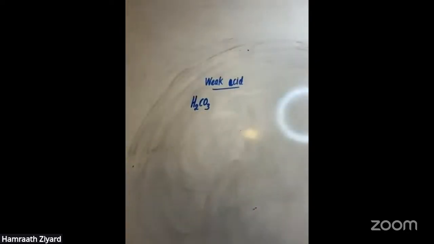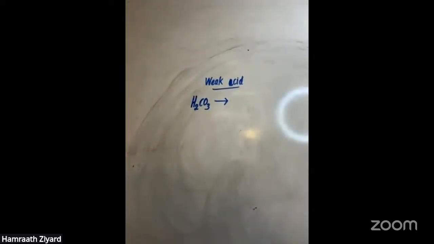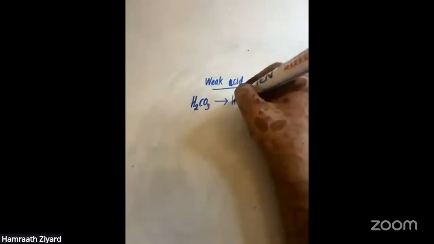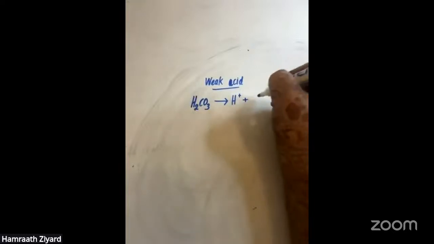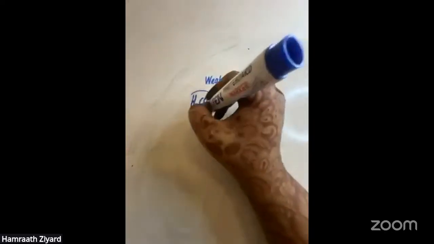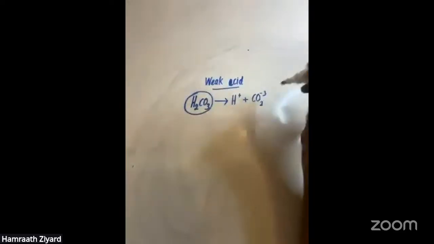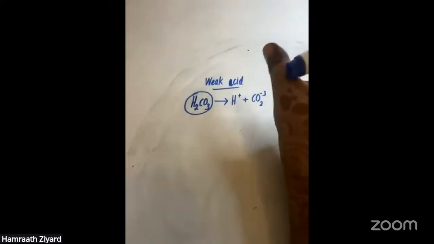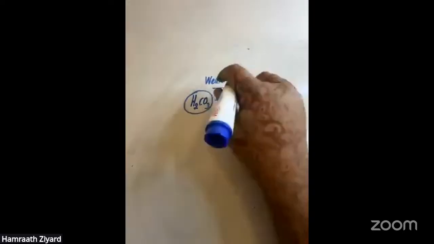H2CO3. So now when I take the carbonic acid, what are the ions present in the carbonic acid? Can you tell me? Yes. We have the H plus ion, and we have the carbonate ion. Okay, so still the carbonic compound will still be present. And how can I indicate it?